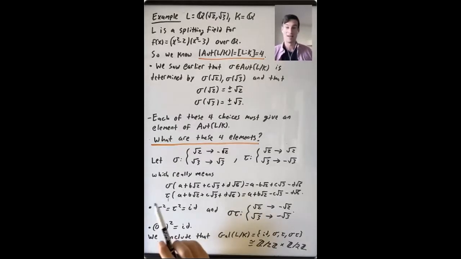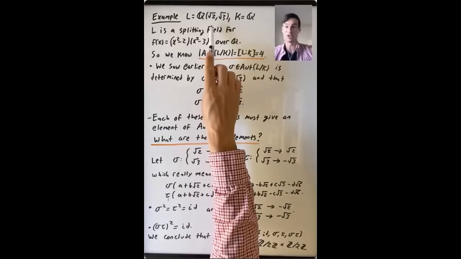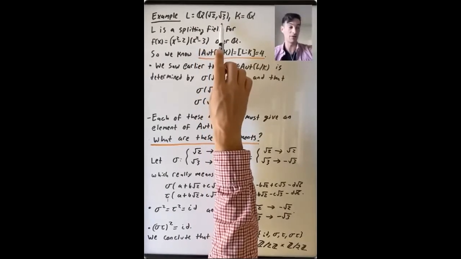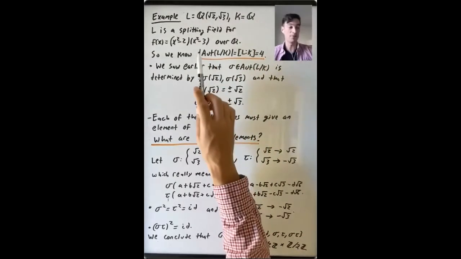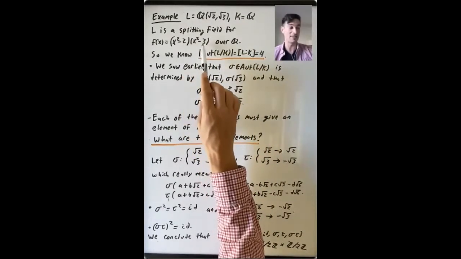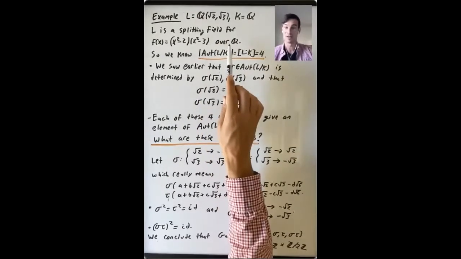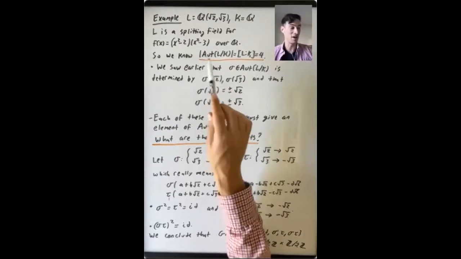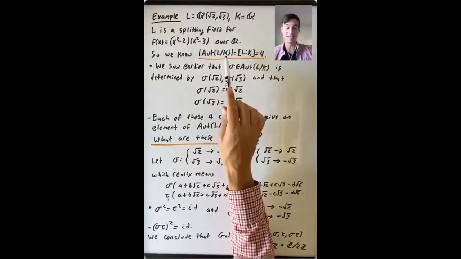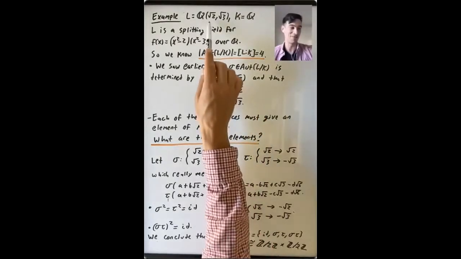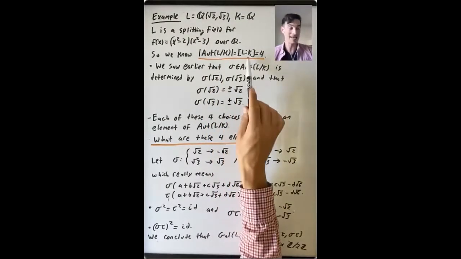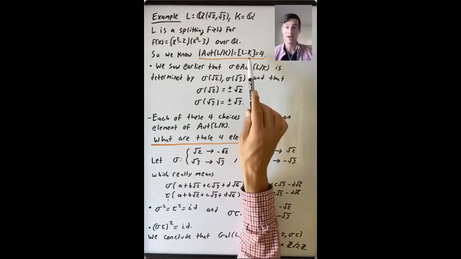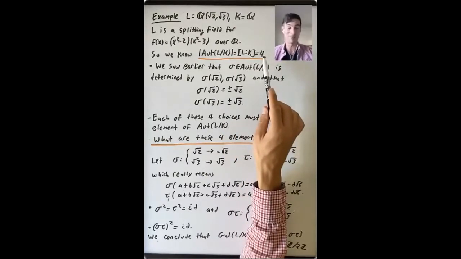We'll finish this lecture by discussing an example that we talked about at the beginning of the lecture. Let's take L to be the field generated over Q by square root of 2 and square root of 3, and K to be Q. L is a splitting field for the polynomial (x squared minus 2)(x squared minus 3) over Q. So we know that the number of automorphisms of L fixing K, the number of automorphisms of Q adjoin square root of 2, square root of 3 fixing Q, is the degree of this extension, which we know is 4. This is an extension that we've discussed quite a lot earlier.